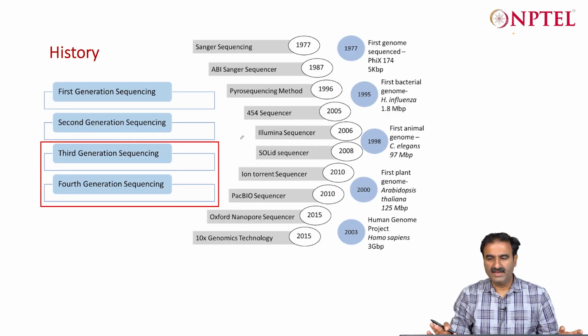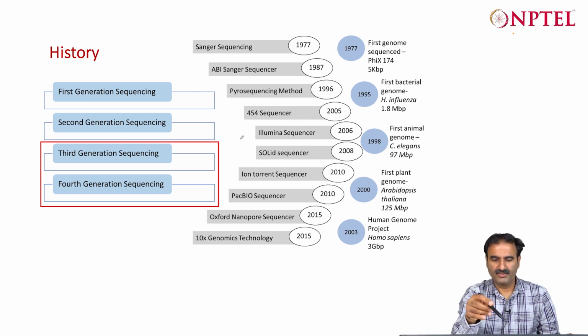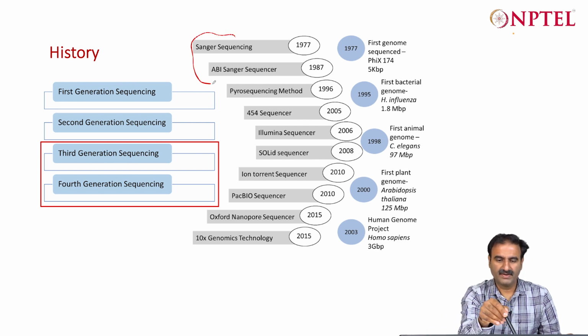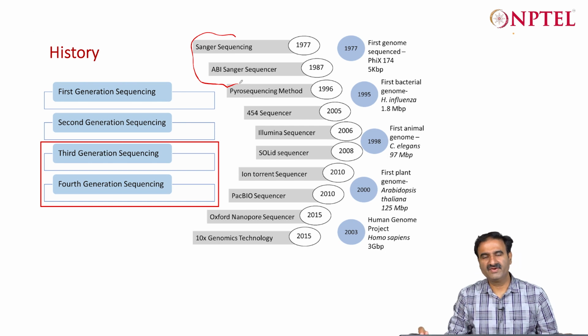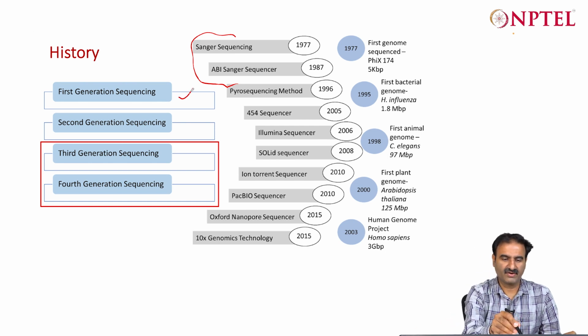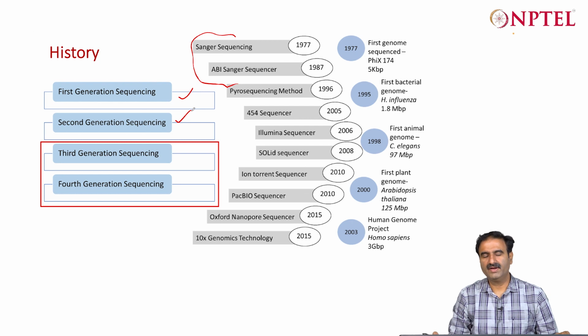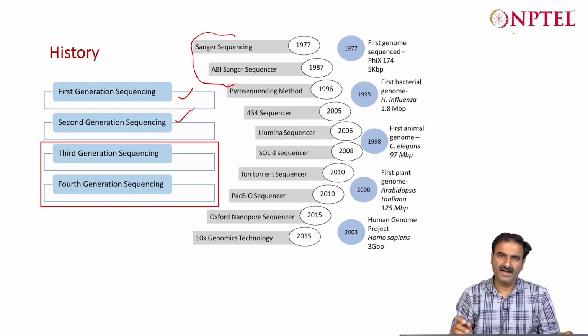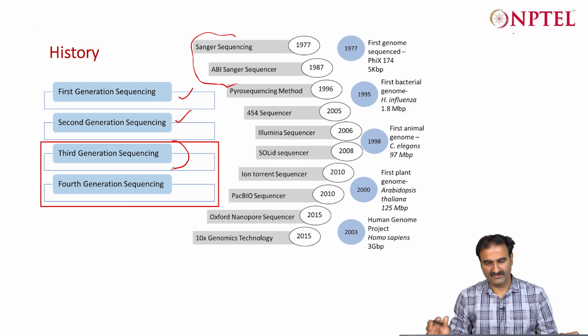In the last class we went up to the first generation sequencing technology and the second generation sequencing technology. We discussed Sanger and Illumina, but there are some more second generation sequencing technologies which came before Illumina, which we did not cover in the last class. Today we will touch on those technologies and see their strengths and weaknesses, and mainly we will focus on the third generation sequencing technology in today's class.